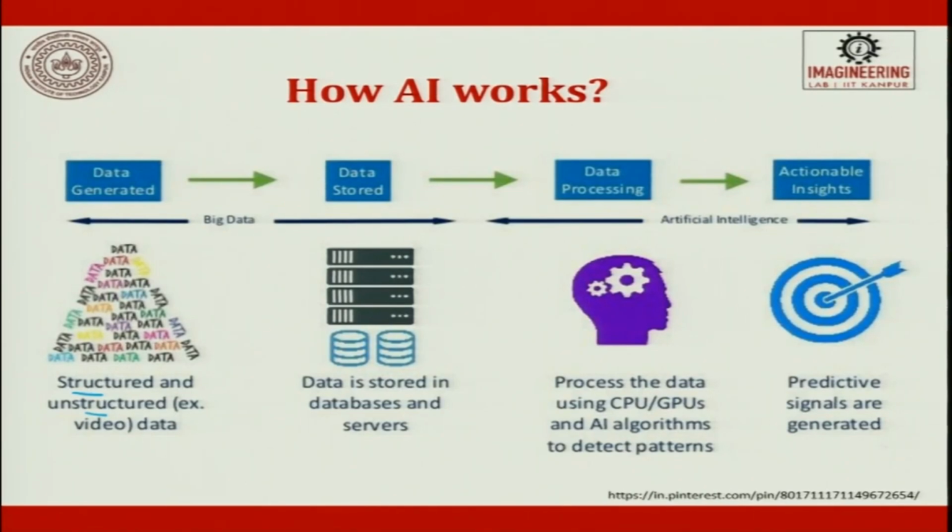So, the data is generated, and then all the data which is generated is stored in databases and servers. This is the second stage, which is data storage. The third stage is that we start processing the data, using CPUs or GPUs and artificial intelligence algorithms to detect patterns. So, from the data you generate pattern recognition.